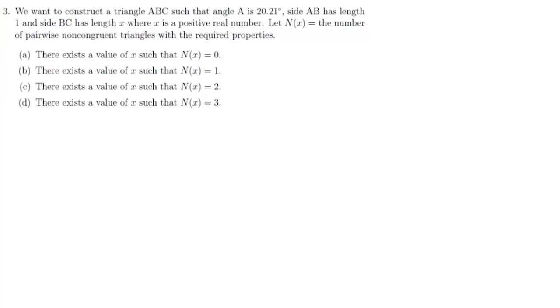Now here the question is, we want to construct a triangle ABC such that angle A is 20.21 degrees and side AB has length 1. So we have side length AB of length 1 unit and then this angle A is 20.21 degrees. Now the length of side BC is X. Then we have to find the number of triangles depending on the value of X.